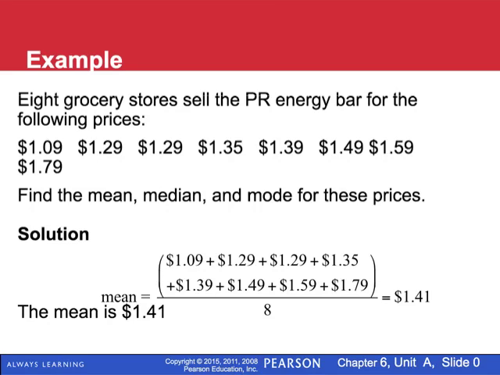So here's an example. So 8 grocery stores sell some made-up energy bar called the PR energy bar for the following, how many? 1, 2, 3, 4, 5, 6, 7, 8 different prices. Okay, so let's find the mean, median, and mode. So the mean is easy, right? You just add up all of the different prices, divide by 8, because that's how many there are, and you get $1.41. So the mean price is $1.41. That's all I'm going to say about the mean.